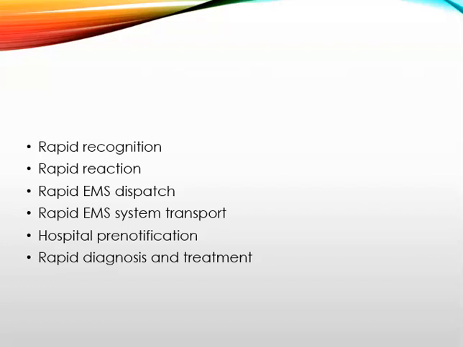We want to be able to give TPA if the CT shows that it's not a hemorrhagic stroke. So we cannot give TPA for a hemorrhagic stroke. TPA is going to be the clot buster, and that needs to be done as soon as possible, but within 3 hours of onset of symptoms in order for it to be effective.